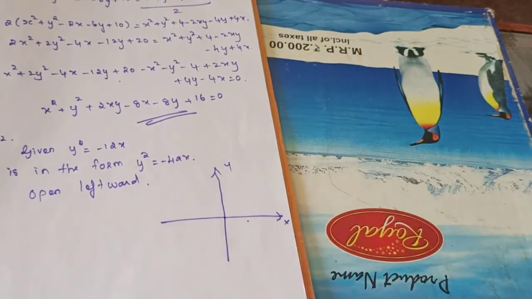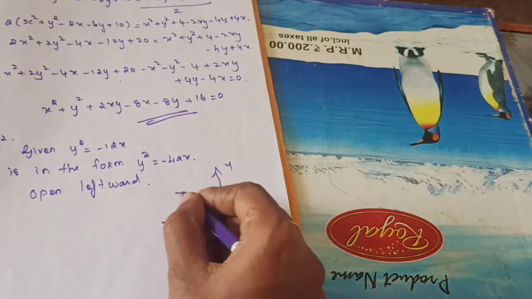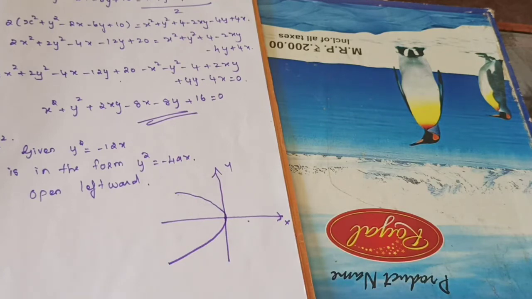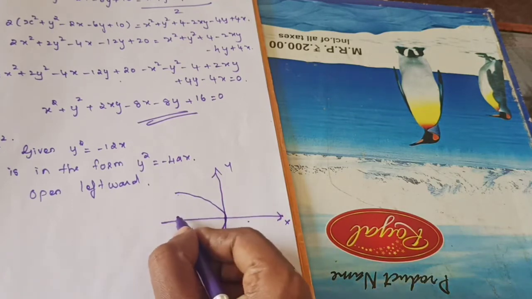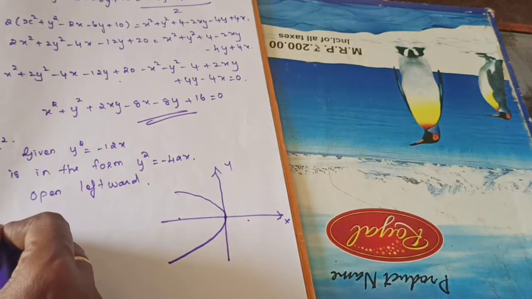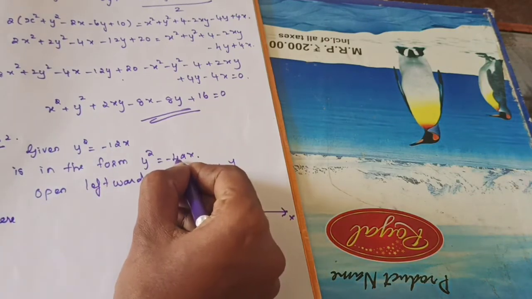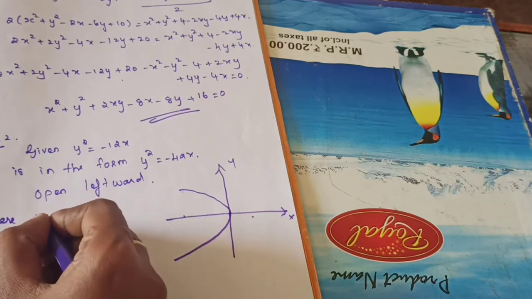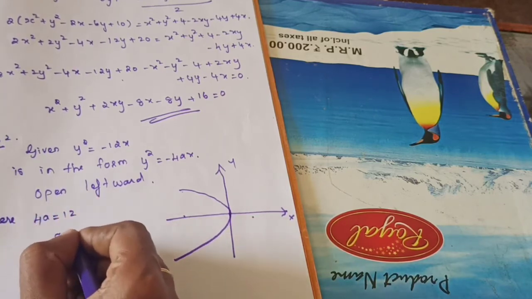What is the vertex for open leftward? See and say from the tabular column. What's the vertex formula? V of (0, 0). Then what's the focus for open leftward? (Minus a, 0). First you need to compare the value and find out the a value. In the place of minus 4a, what's there? Minus 12a. So compare it and find the a value. 4a equal to 12, so a equal to 3.